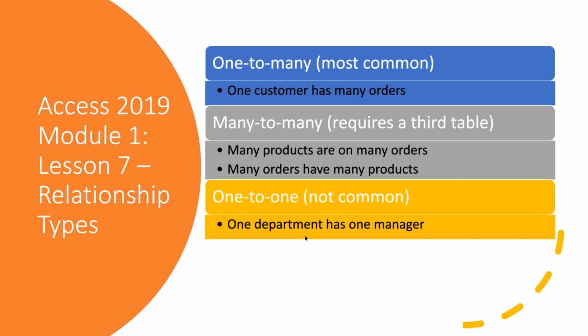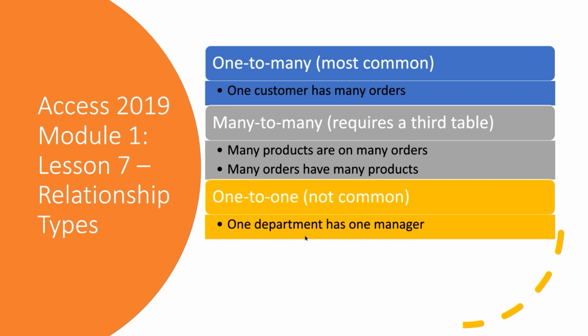The many-to-many relationship cannot be created naturally in Access, meaning there's no way you can take 2 tables and create a many-to-many relationship. You have to have a third table, and it's normally called a junction table, something like that. So really, a many-to-many relationship is 2 different one-to-many relationships connected by a junction table. So many products are on many orders. Many orders have many products. That's kind of the English language version of a many-to-many relationship.